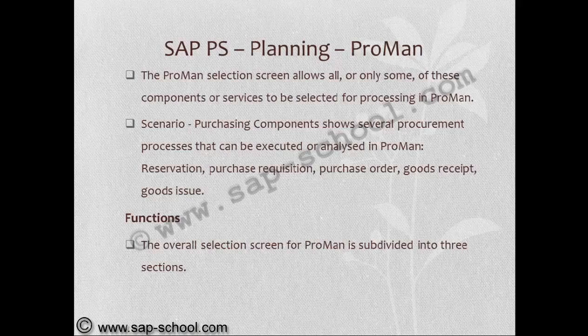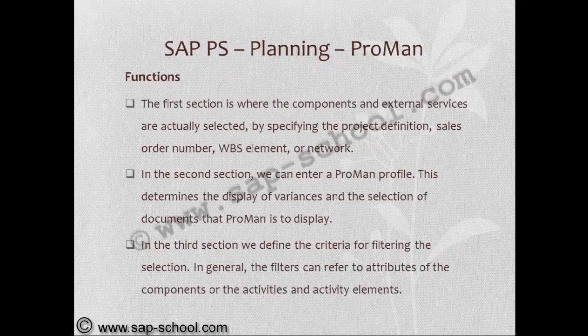The overall selection screen for ProMan is subdivided into 3 sections. The first selection is where the components and external services are actually selected, by specifying the project definition, sales order number, WBS element or network. In the second selection, we can enter a ProMan profile. This determines the display of variances and the selection of documents that ProMan is to display.